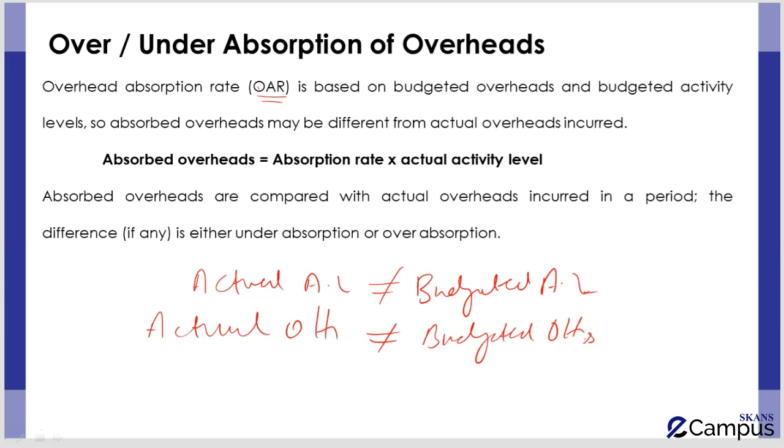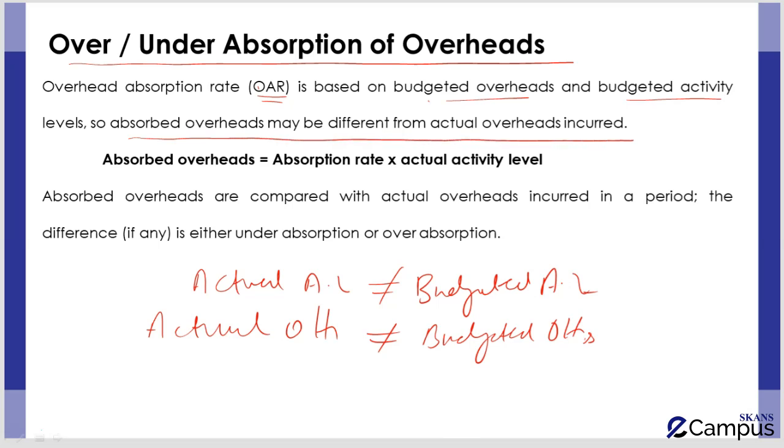But if actual overheads are not equal to budgeted overheads, or actual activity level is not equal to budgeted activity level, or both are not equal, then there is a possibility that the overheads that we absorb into our production cost might be under or over absorbed as compared to actual overheads. So to clear this confusion, we need to use under or over absorption of overheads. The overhead absorption rate is based on budgeted overheads and budgeted activity level, so absorbed overheads may be different from actual overheads, as I said earlier.